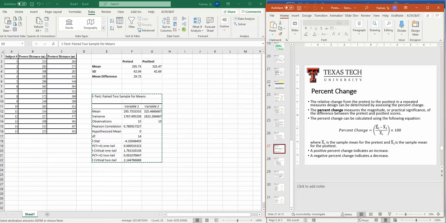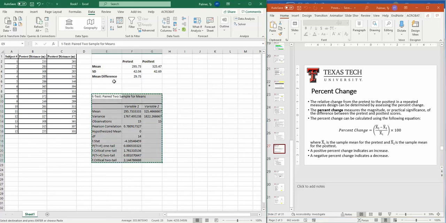So basically, it's the post-test mean minus the pre-test mean, divided by the pre-test mean again, and then multiply by 100 to get it into a percentage. When we calculate a percentage, we need to multiply it by 100 to get it into the correct units. So this is the equation that we're going to use to calculate percent change for our assignment.